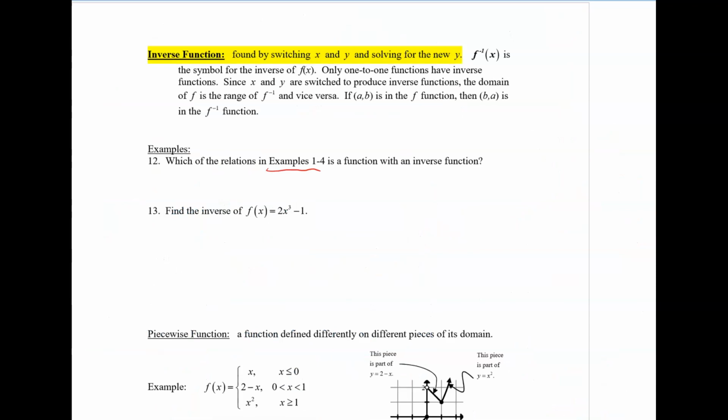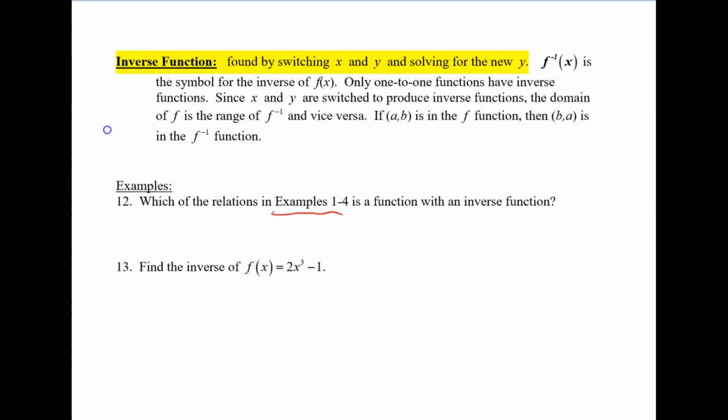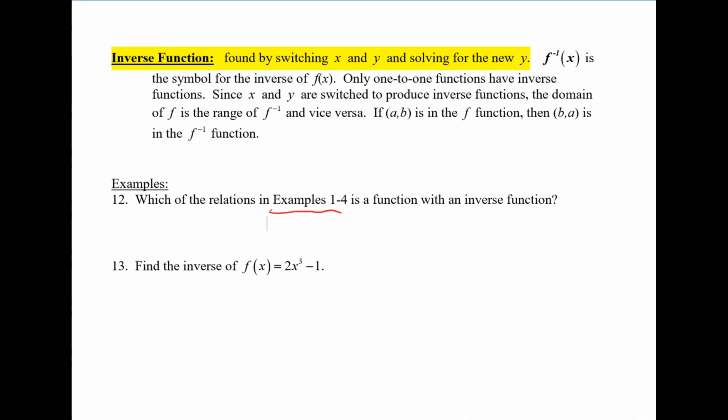So why does this matter? Well, I want to talk about also with functions, we have inverse functions. This is found by switching x and y and solving for the new y. And remember the symbol notation here is f inverse of x. Here it says only one-to-one functions have inverse functions. Since x and y are switched to produce inverse functions, the domain of f becomes the range, and the range becomes the domain.